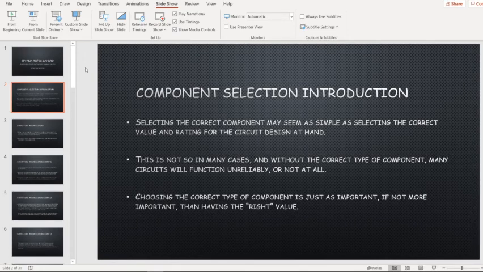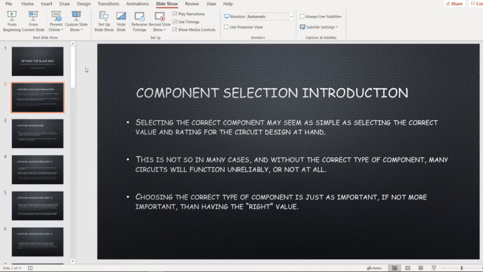Okay, so selecting the correct component may seem as simple as selecting the value and the ratings of whatever you're trying to do with it. Like, say, you need a 47 nanofarad capacitor to make your oscillator run in the certain frequency that you're setting it. But it can't always just be any 47 nanofarad capacitor, because it's important to have the right component.